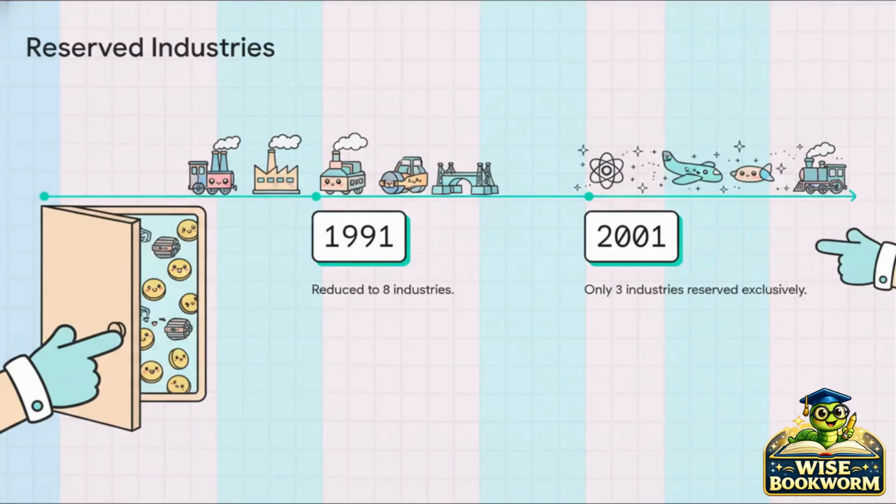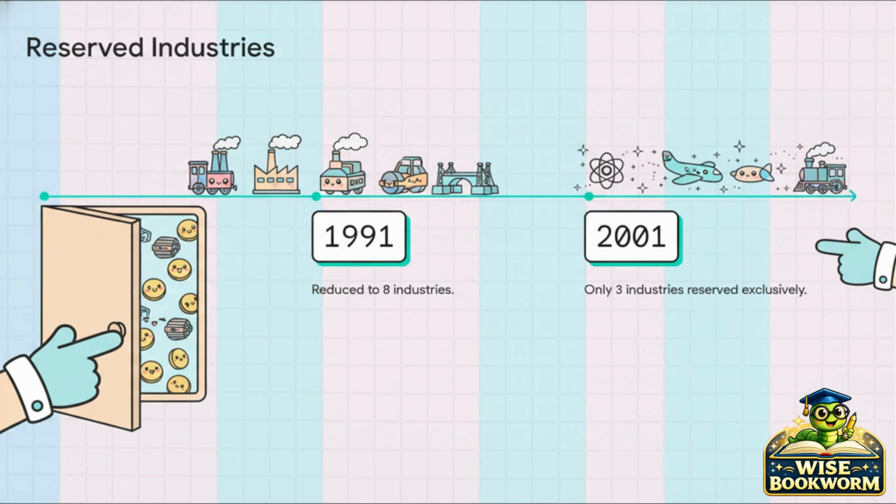Tracing this timeline reveals a truly massive macroeconomic shift. Historically, the government took on heavy investments in infrastructure, mainly because the private sector just didn't have the capital to do it. Back in 1956, 17 vital industries were locked strictly behind government doors. But flash forward to 1991, and a radical industrial policy slashed that number down to just 8. By 2001, it plummeted even further to just 3 exclusive industries: atomic energy, arms, and rail transport.